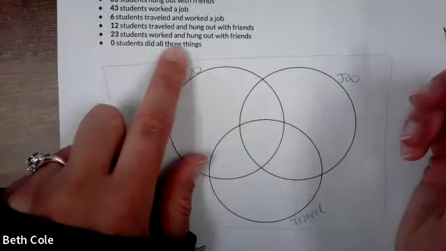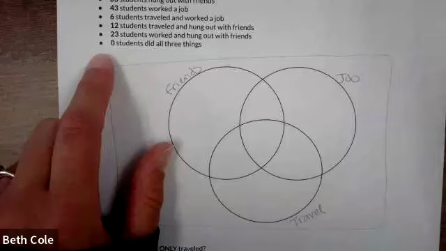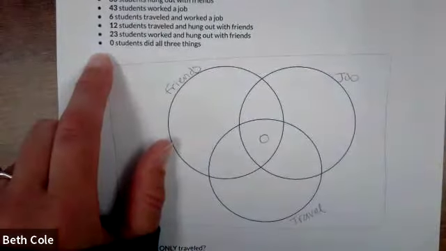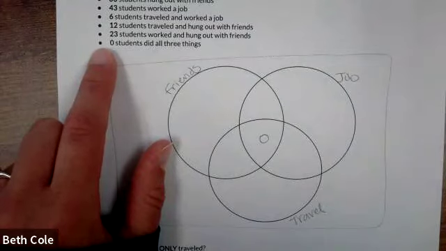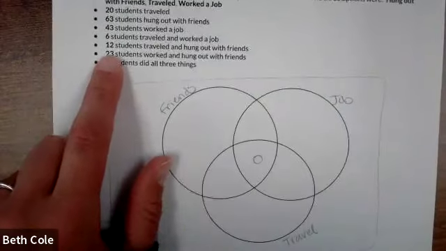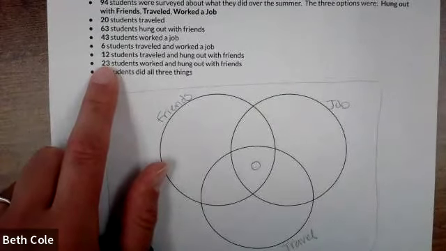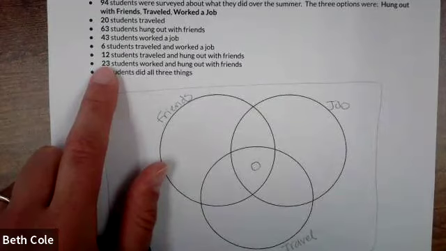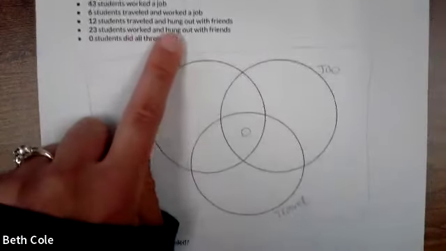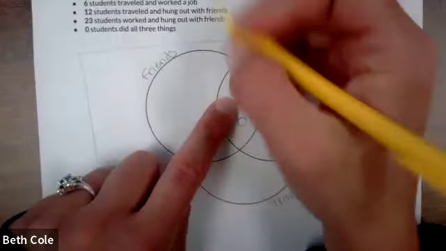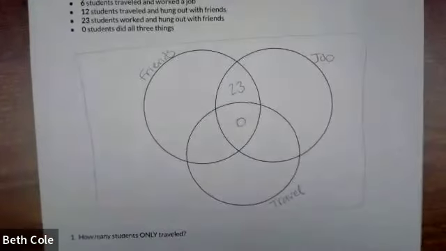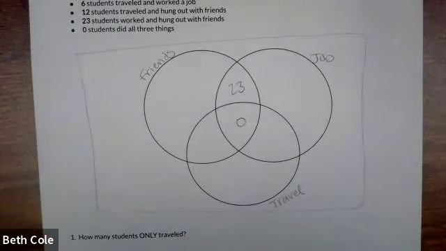It says 0 students did all 3 things. So where am I going to put a 0? That'd be the intersection of all 3. We are going to get a number on the outside, so hold on to that, though. But that's going to be the overlap. All right, 23 worked and hung out with friends. So friends and worked a job, that's going to go, yep, where they overlap, in the middle of those 2. So 23 will go there.